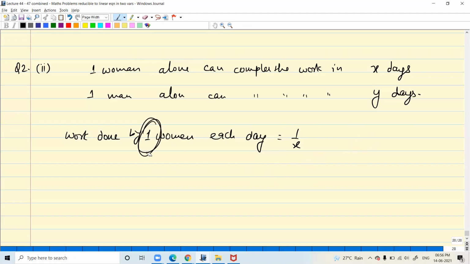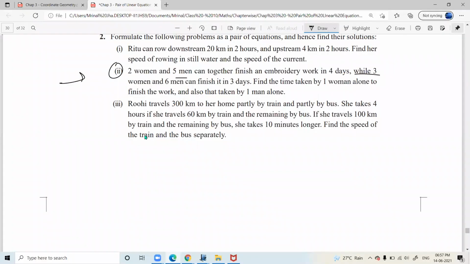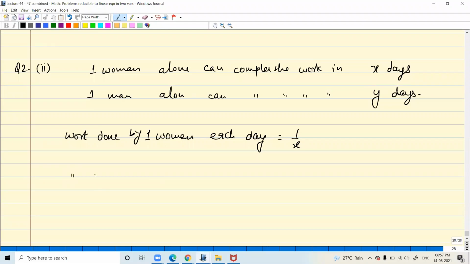So that's why I'm trying to find out how much work one woman does every day, because I need that to find how much work 2 women are doing every day. Same way, I need to find out how much work is done every day by 5 men. So we'll start with one woman first. Work done by one woman each day. It should be X by 1, no, sir.